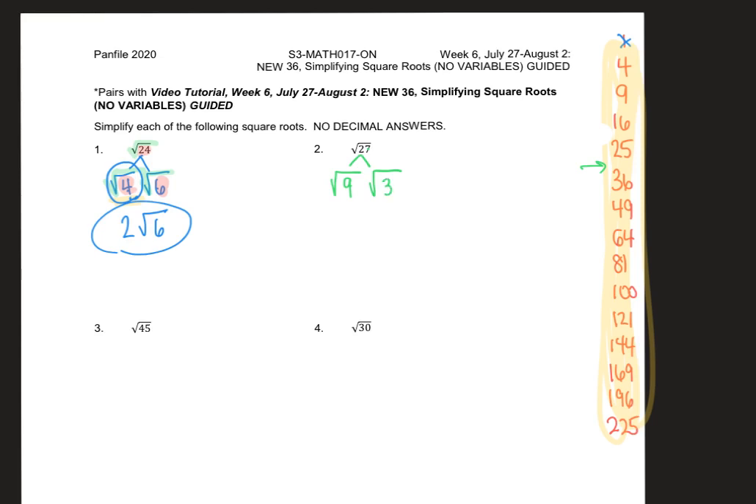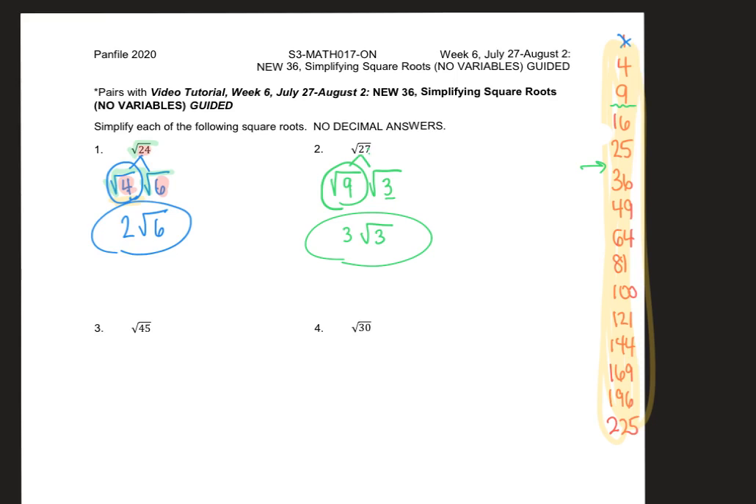That's how I find my leftover. I do 27 divided by 9 gives me 3. That's my leftover number. Okay, I circle this one. The reason why I circle that one is because it was on my list right here. That's my perfect square. The square root of 9 turns into a 3. 3 root 3, and I'm done.